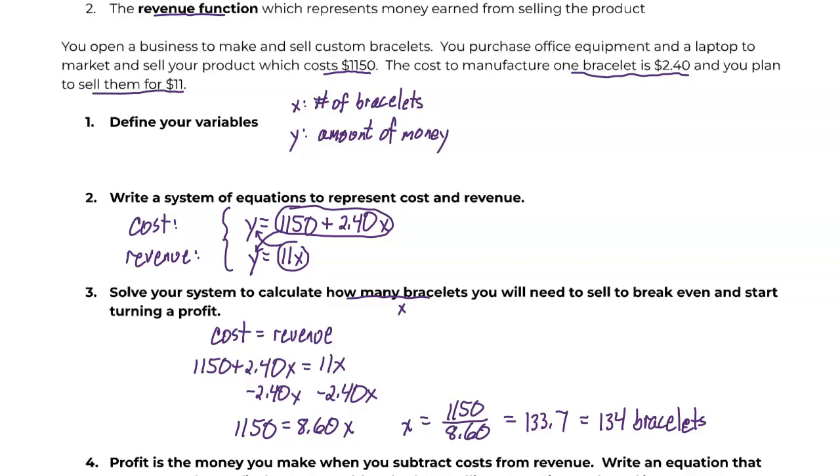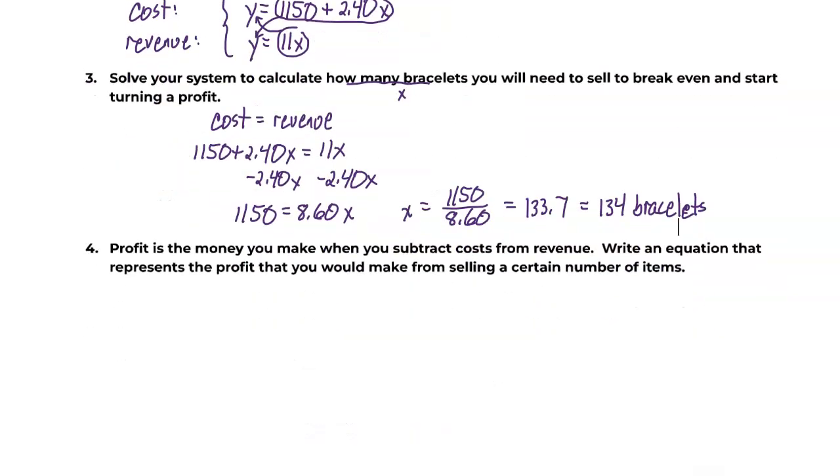Buying the equipment and the laptop, making 134 bracelets, and then selling 134 bracelets, we would break even at this business. From that point forward, any additional bracelets that we sell will result in profit for us. Number 4, profit is the money you make when you subtract the costs from the revenue. Write an equation that represents profit that you would make from selling a certain amount of items.